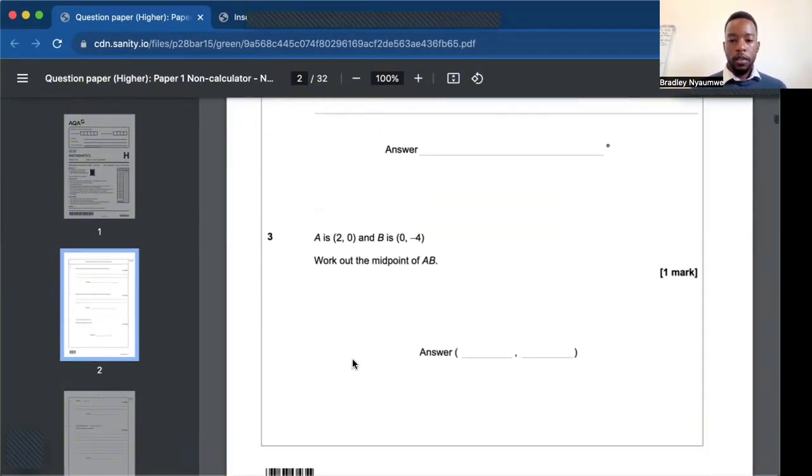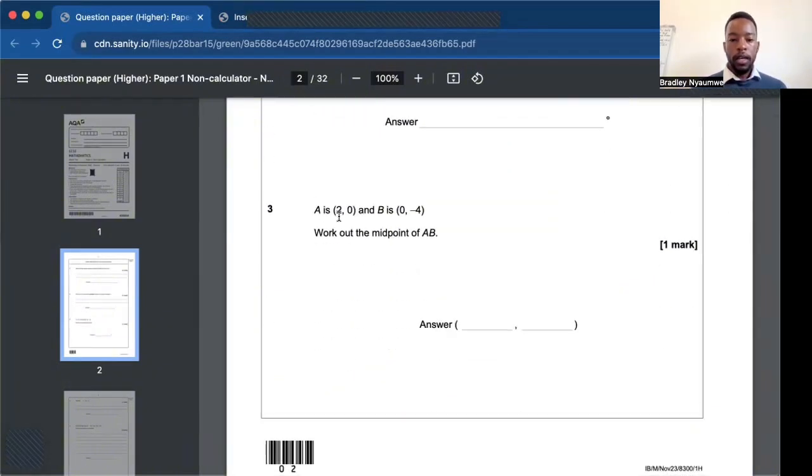Now, question 3, 1 mark. A is those coordinates, B is those coordinates. Work out the midpoint of AB. So, how do you find the midpoint of two numbers? Well, you could just look at it and say, the midpoint between 2 and 0 is 1. The midpoint between 0 and -4 is -2. If you know that, well done. Write it down, move on.